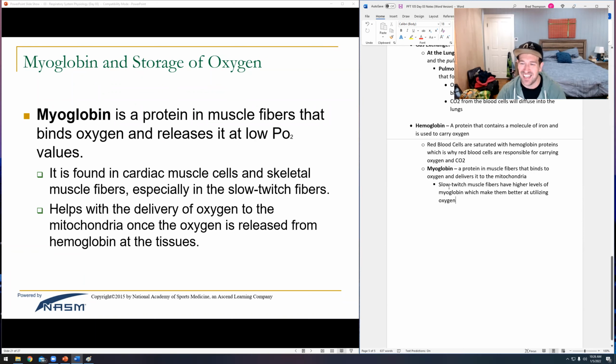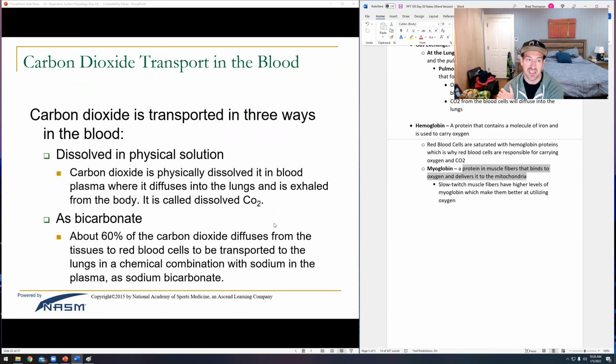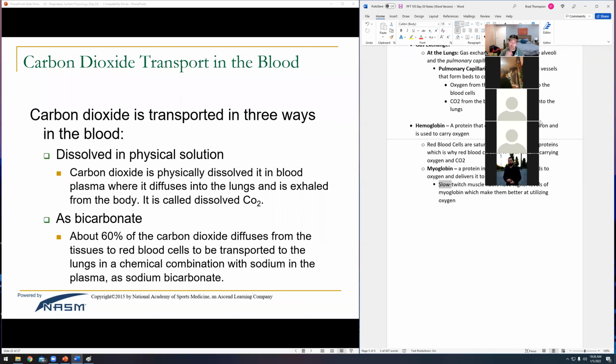So there's another fun fact that you can use at dinner next time you go to a steakhouse. So myoglobin is a protein in muscle fibers that binds to oxygen so that it can deliver it to the mitochondria of our cells and allow that to produce a bunch of energy. So here's the thing. We've got two different muscle fiber types. We will be talking about that in a few days. You've probably heard about the difference between type 1 muscle fibers and type 2 muscle fibers.